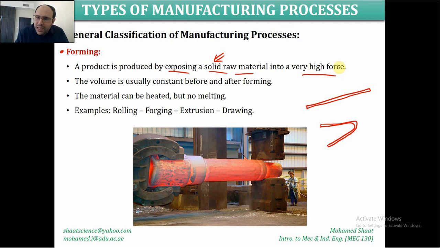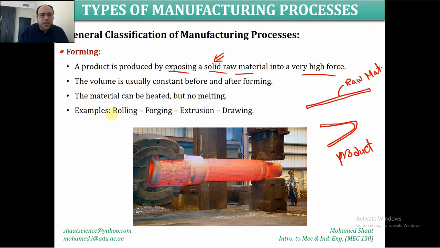So this could be counted, for this manufacturing process, as the raw material, and this is going to be the product after this manufacturing method. What is the thing that you have done? You simply applied certain force over this solid material with the aim of converting its shape from one form to another form. This will be counted as a forming process.